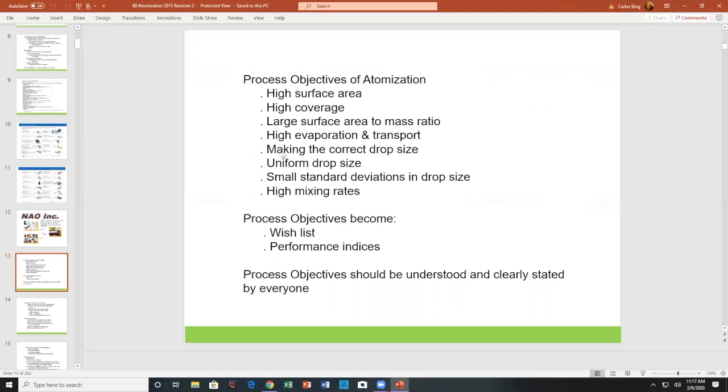You may wish to make a single drop size. You may wish to make uniform drop size. And when I say uniform, say 10 microns plus or minus 1 micron, a real spike distribution. You may also want to have high mixing rates. Process objectives become your wish list and also your performance indices. Process objectives should be clearly stated and understood by everybody.